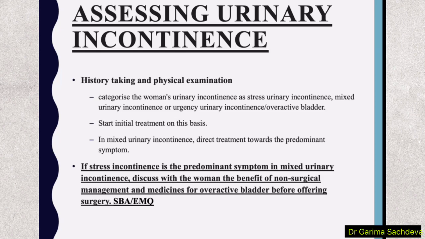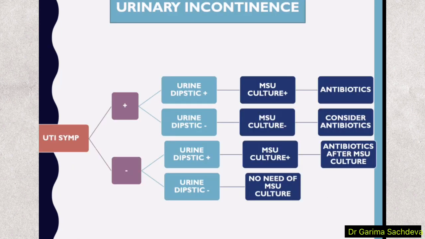Before surgeries, in case there is mixed urinary incontinence, then apart from giving these non-surgical options, you can also give medicines for overactive bladder. For overactive bladder, we'll be reading the first line medicines. So you can give both of them.